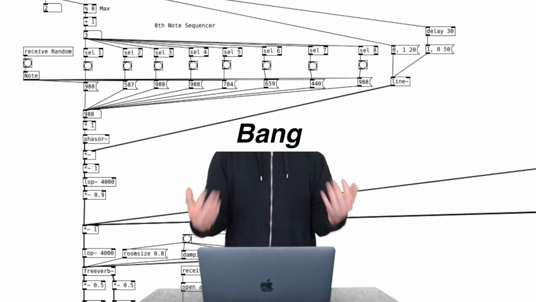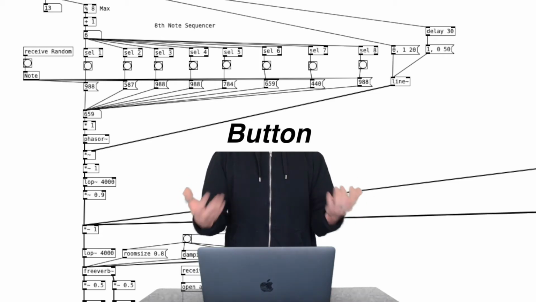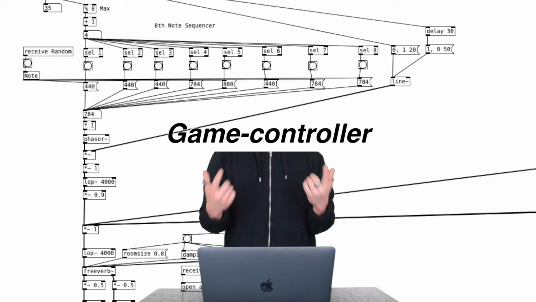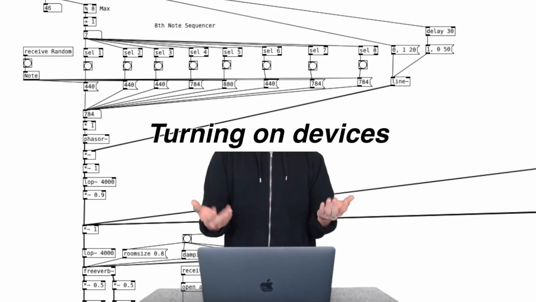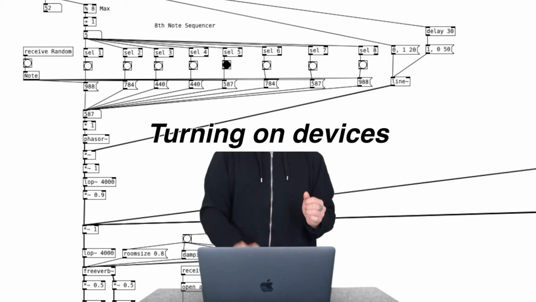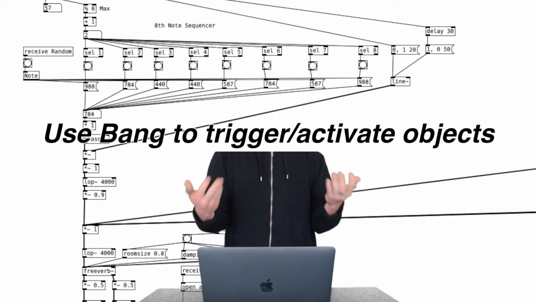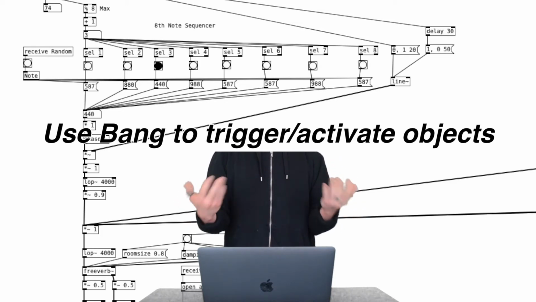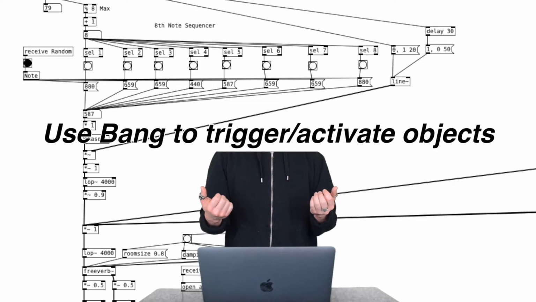One crucial topic that we should cover is the concept of a bang. Think of it as a button, much like the one we use every day. When do we use a button? When we type on the keyboard. When we press a button on our game controller to make a character jump. Or when we click on the side button of our phone to turn it on. In Pure Data, we can trigger or activate certain objects to do specific tasks by using a bang message, which can be outputted by a button object.